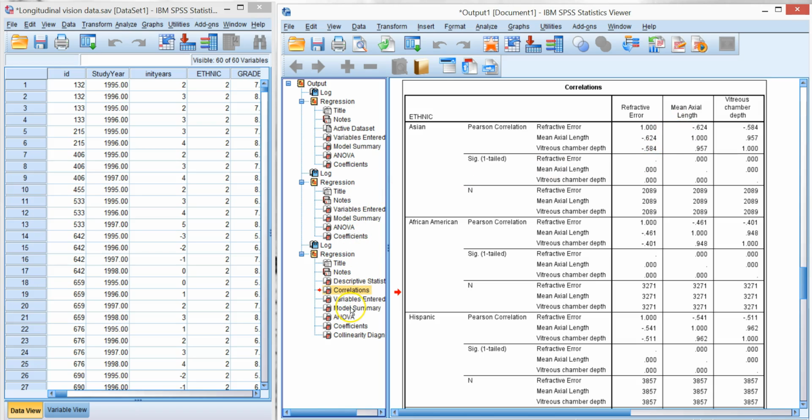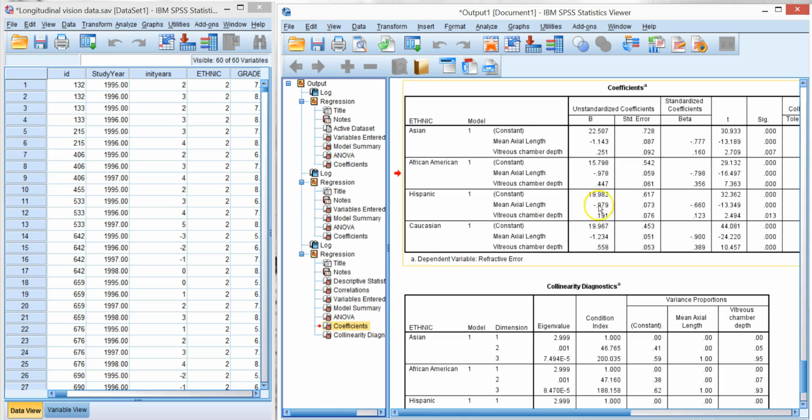And let's look at our coefficients. In this case, for the Asians, when we have mean axial length, we have minus 1 diopter lost and plus 2.2 for chamber depth. So for every millimeter increase in chamber depth, you go in the opposite direction for refractive error.